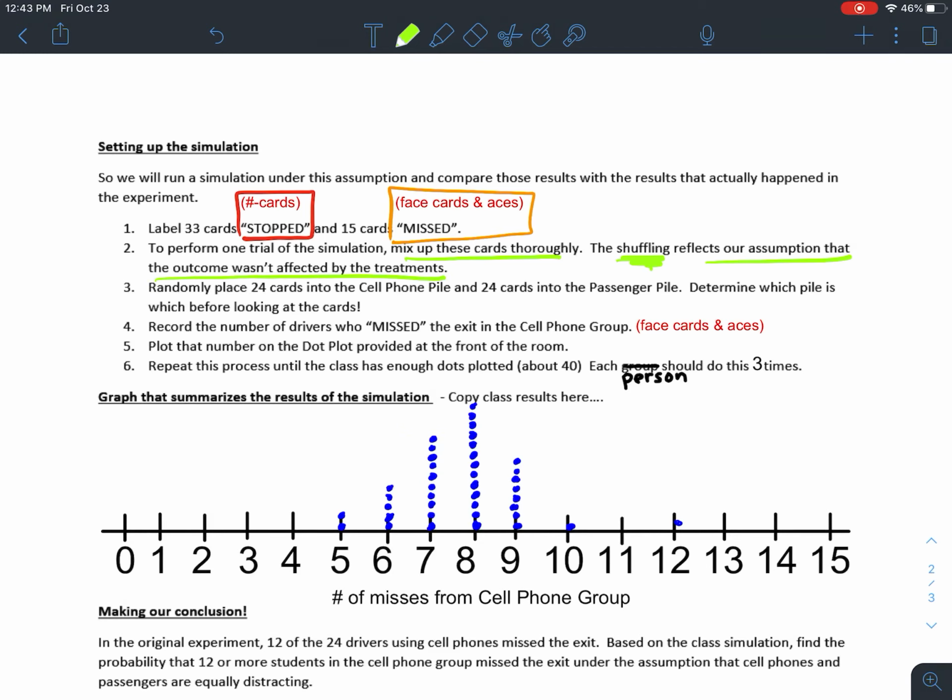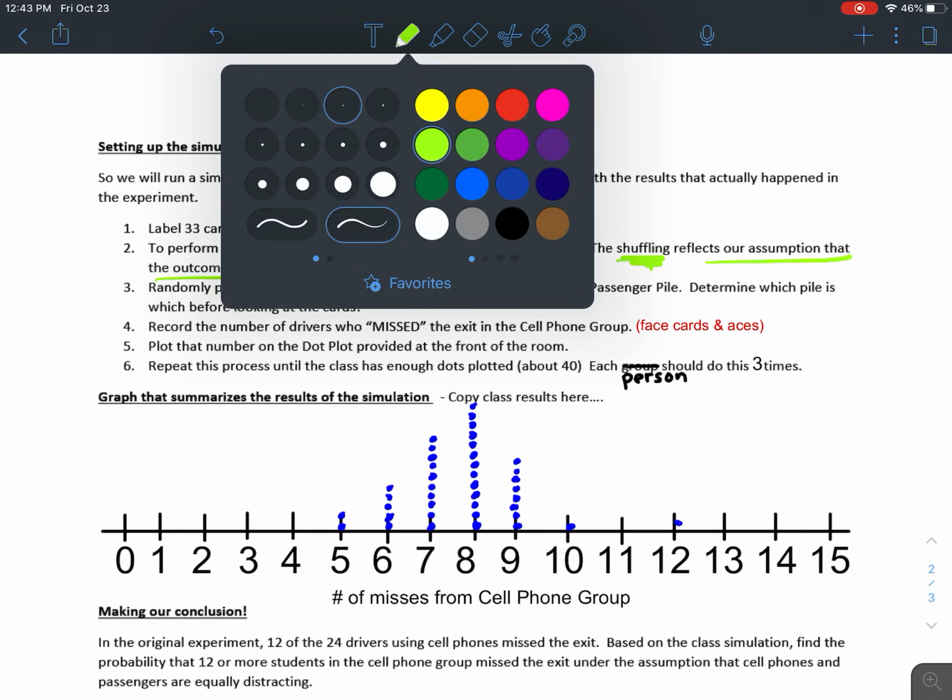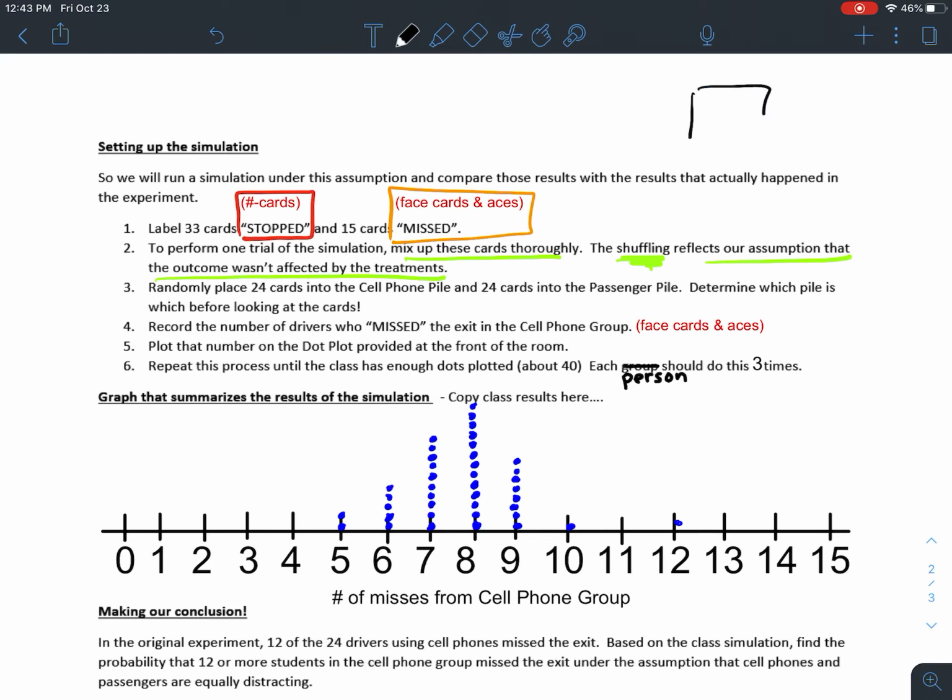And shuffling is going to represent that the outcomes are not affected by the treatment. So everything's going to be done here randomly. And we're going to have two little sticky notes on your desk. One sticky note is going to be labeled cell phone, for the cell phone treatment group, those that were distracted by a cell phone. And the other one will be labeled passenger.